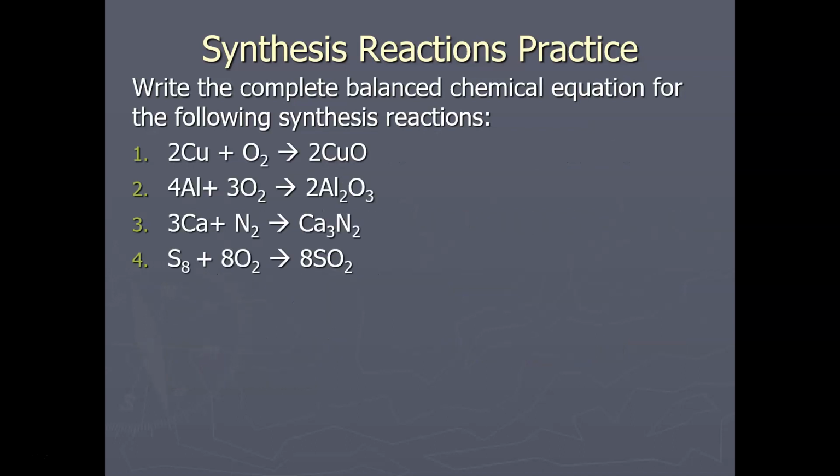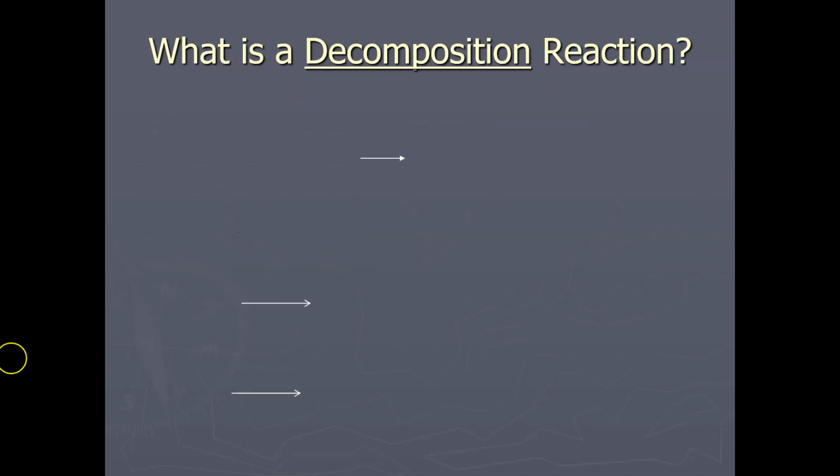All right, so you should have gotten 2Cu plus O2 produces 2CuO. For number 2, you should have gotten 4Al plus 3O2 produces 2Al2O3. For 3, you should have gotten 3Ca plus N2 produces Ca3N2. And for the last one, you should have gotten S8 plus 8O2 produces 8SO2. How'd you do? Hopefully well. If not, go back and try again.